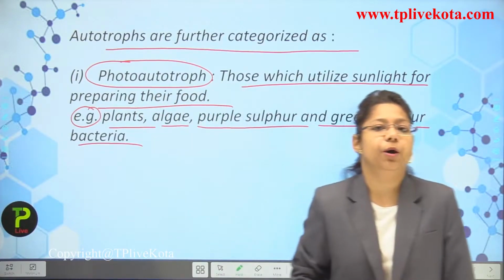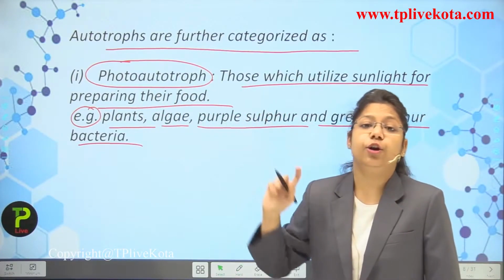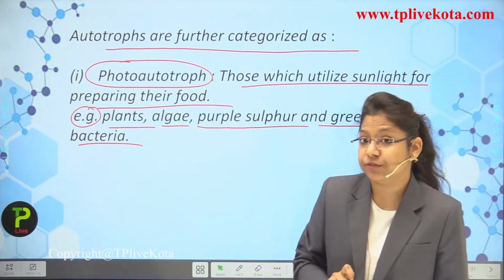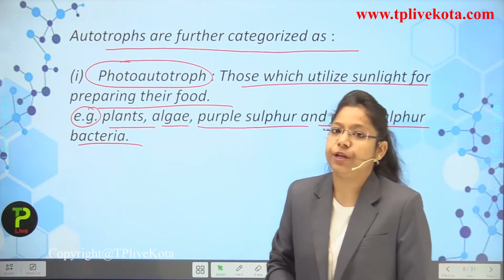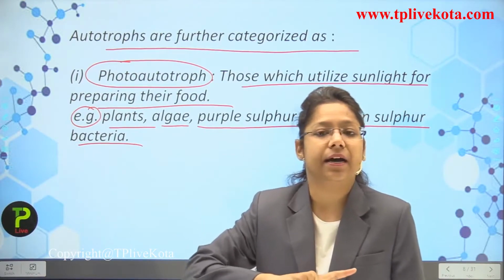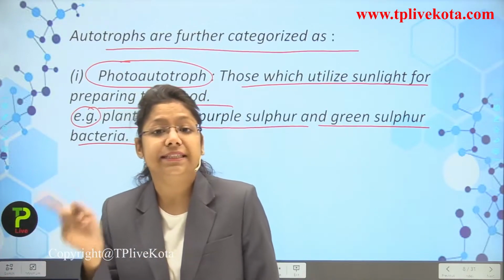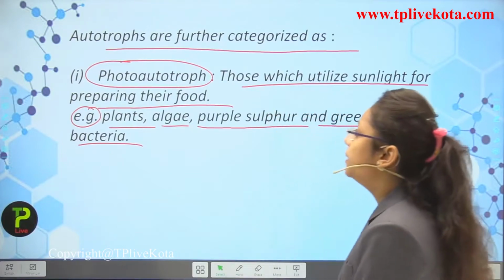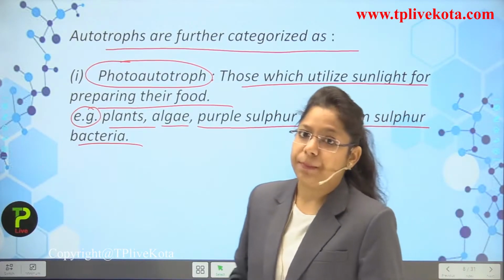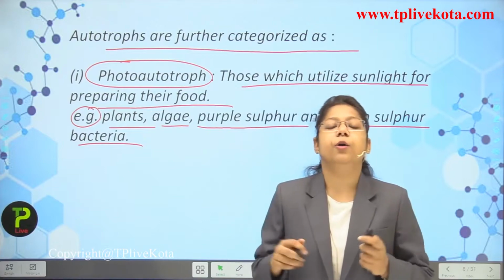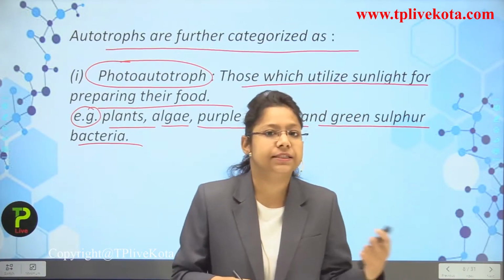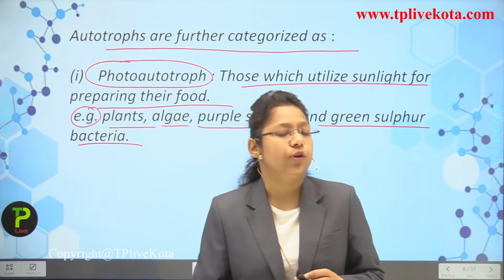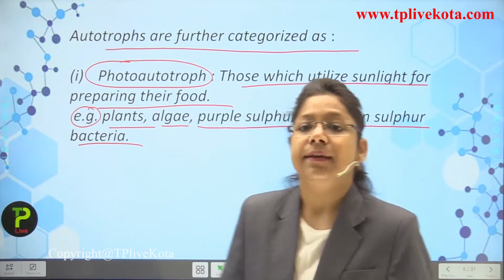So I told you about bacteria in the heterotrophic mode of nutrition, but I did not tell you about them in the autotrophic mode of nutrition. So students, you have to remember this thing, that some bacteria are counted in autotrophs and some bacteria are counted in heterotrophs. Now you can see here, these are the photoautotrophic bacteria. Actually, purple sulphur bacteria and green sulphur bacteria consist of chlorophyll pigment, and because of the presence of chlorophyll pigment, they can photosynthesize.